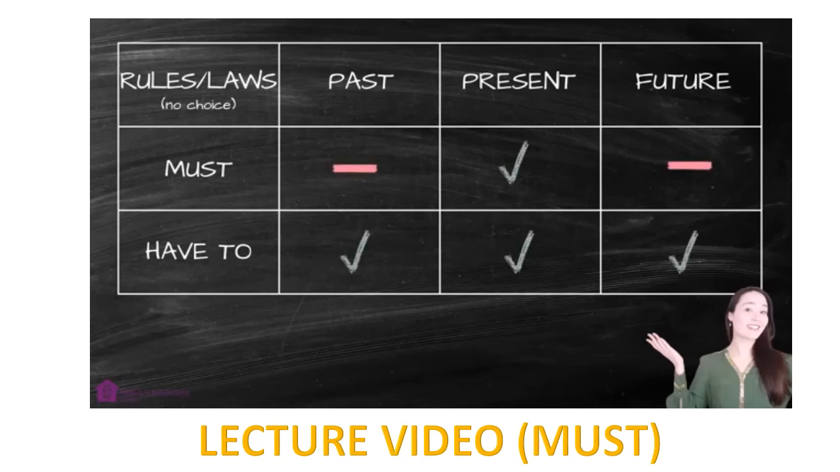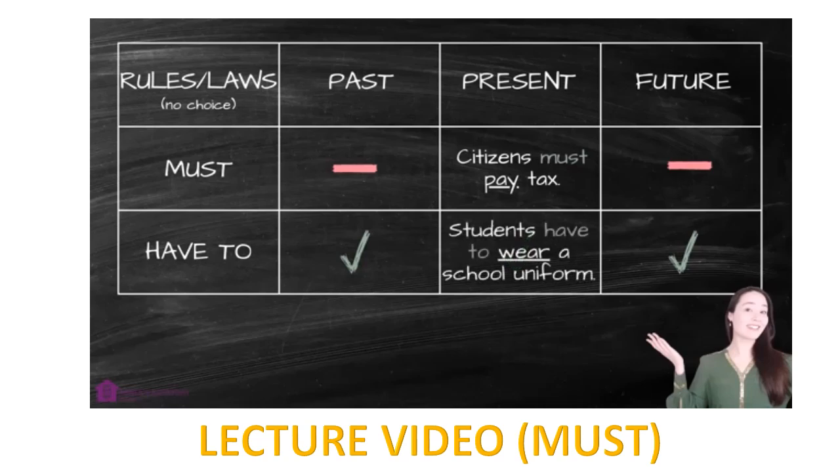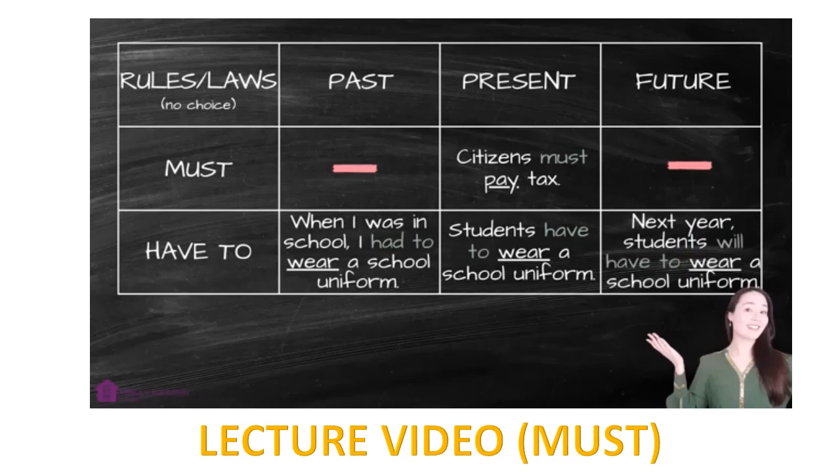You can see with must, there's only one form. Citizens must pay tax. This is true now, right? Students have to wear a school uniform. This is also true now. When I was in school, I had to wear a school uniform. Next year, students will have to wear a school uniform.